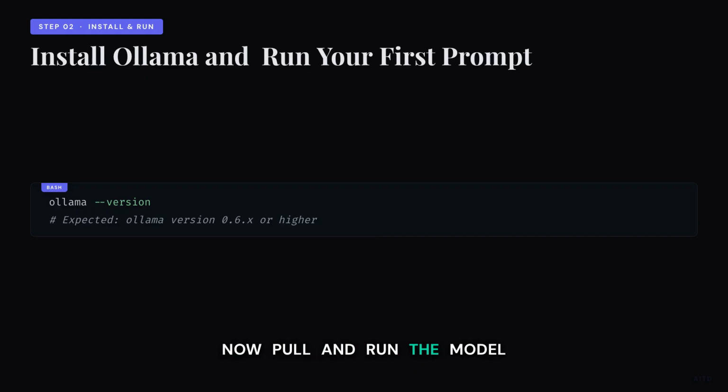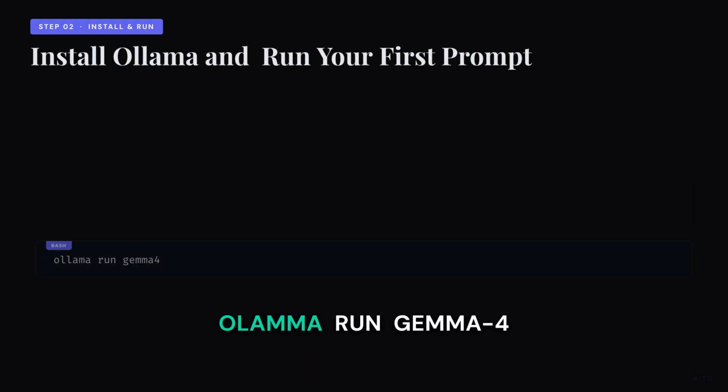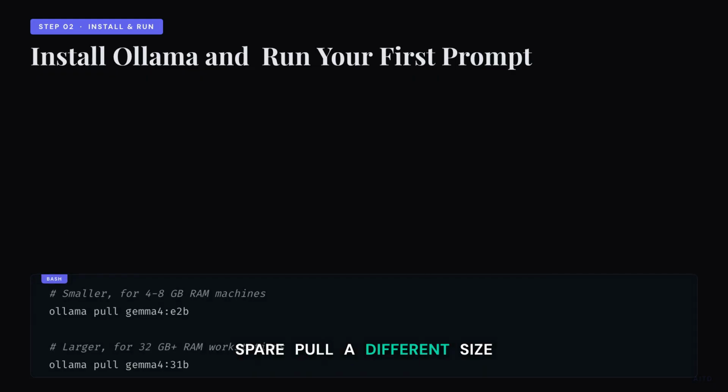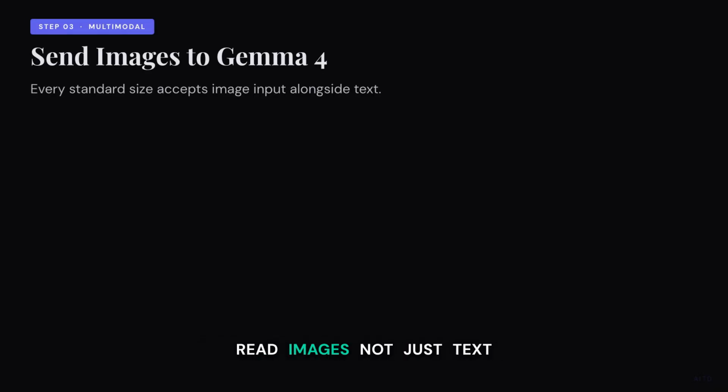Now pull and run the model with one command. ollama run gemma4. Ollama downloads the model, then drops you into a prompt where you can start chatting right away. If the default E4B feels slow or you've got more RAM to spare, pull a different size. ollama pull gemma4:E2B for a smaller model, or gemma4:31B for the largest. Every standard Gemma 4 size can read images, not just text.